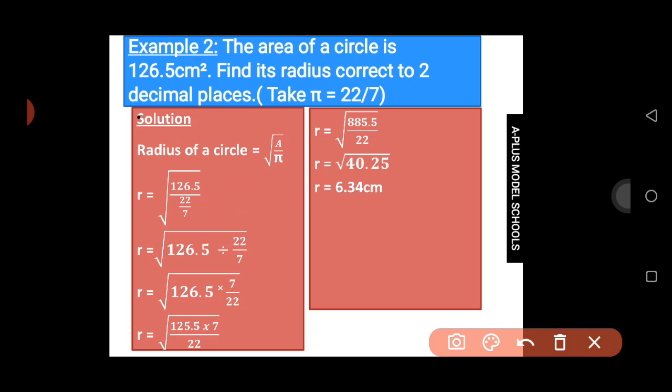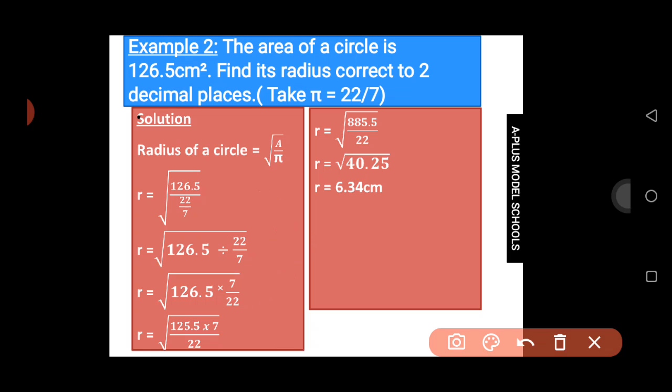Now, I want to change the division sign in the middle to multiplication. When you change it to multiplication, it will affect the fraction on the right-hand side, which is 22 over 7. So if you want to change division to multiplication, the fraction turns upside down: 22 will come to the denominator and 7 will go to the numerator. They will change their positions.